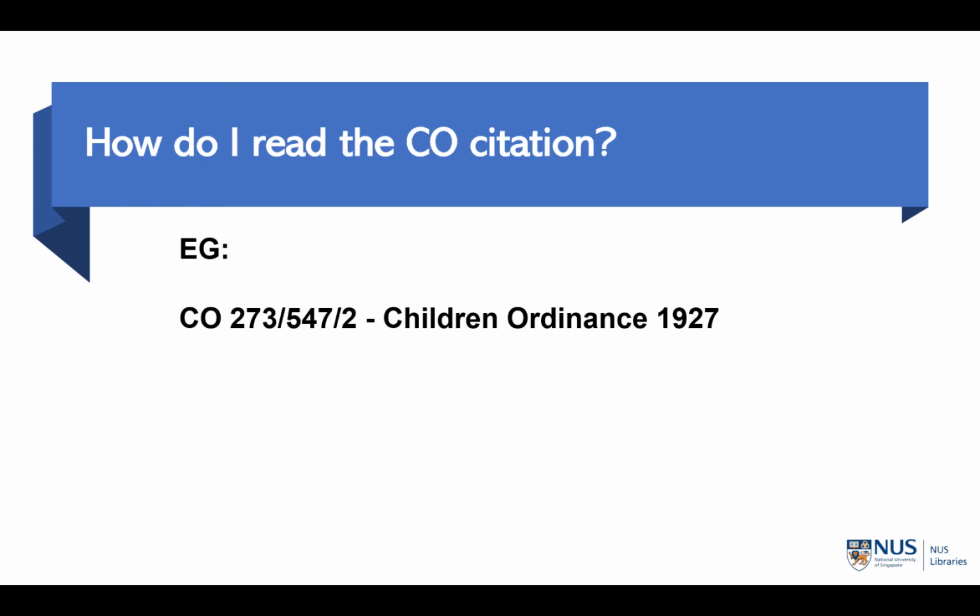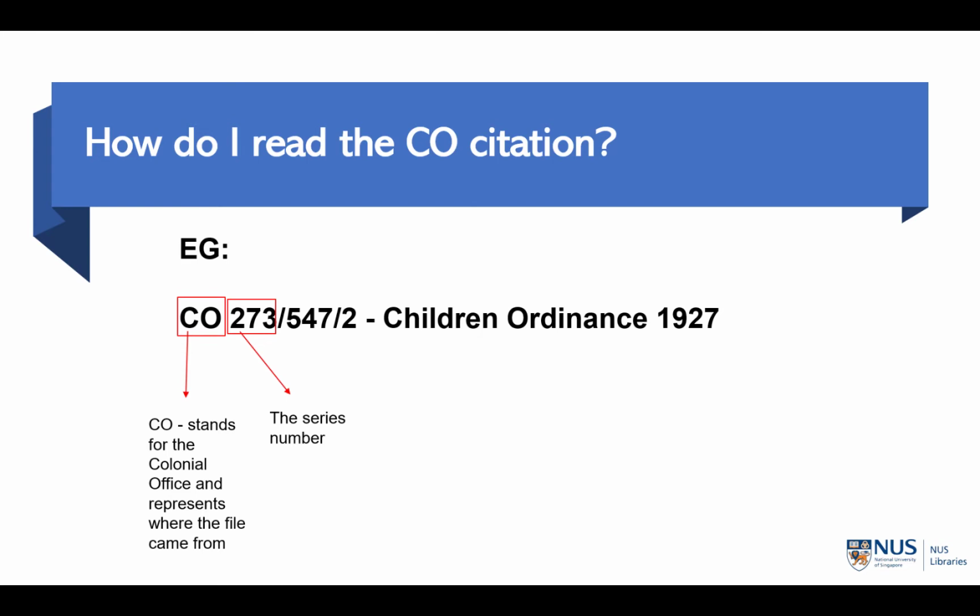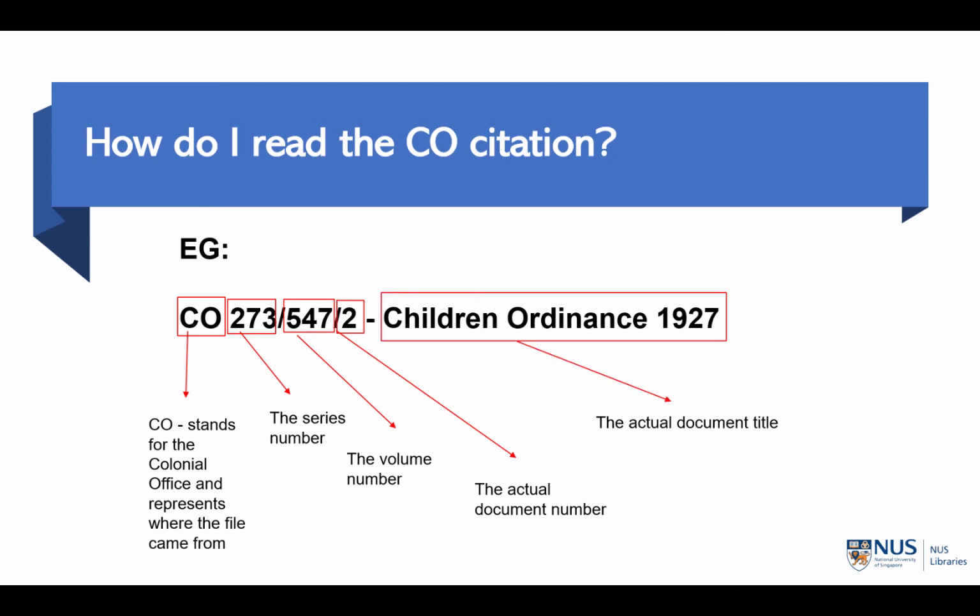Now that we have looked at how archival materials are organised in the UK, how then do you read the citation for CO records? For the purpose of this video, let's look at this CO citation, CO 273, 542, 2, Children Ordinance 1927, and break it down. CO refers to the Colonial Office and it represents where the file comes from. 273 is the series number, 542 is the volume number, 2 is the actual document number, and Children Ordinance 1927 is the title of the document. This would also be how you cite the CO records if you use them in your research.